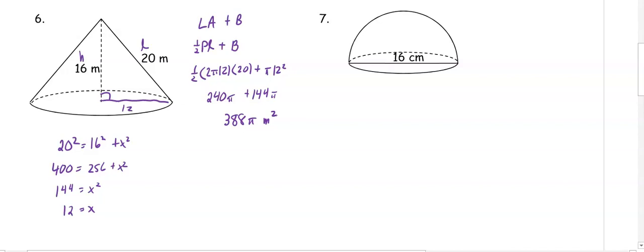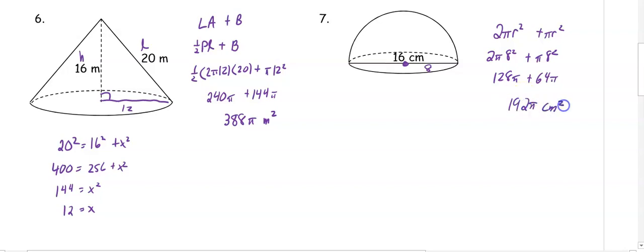Number 7 is a hemisphere. To get the lateral area of the hemisphere, it's that bowl, which is 2 pi r squared. That's going to get this outside part, plus another pi r squared to get the lid of our bowl, which is that circle there. If the diameter is 16, the radius is 8. So we have 2 pi 8 squared plus pi 8 squared. So we get 128 pi plus 64 pi. And when we add that together, we get 192 pi centimeters squared.